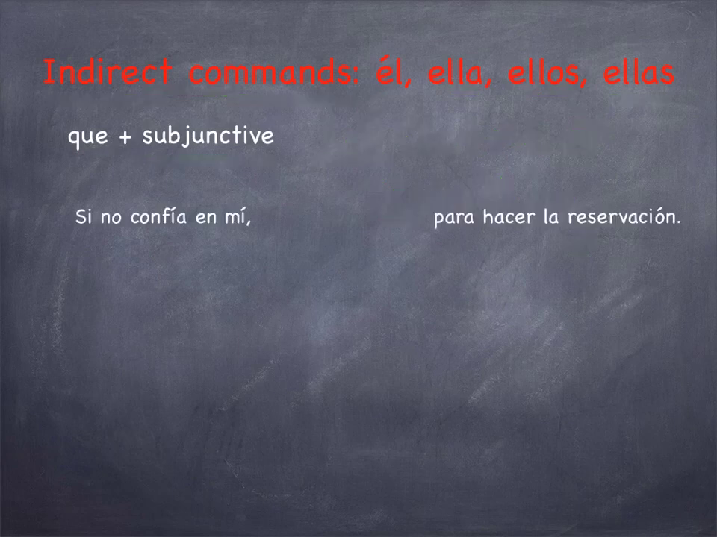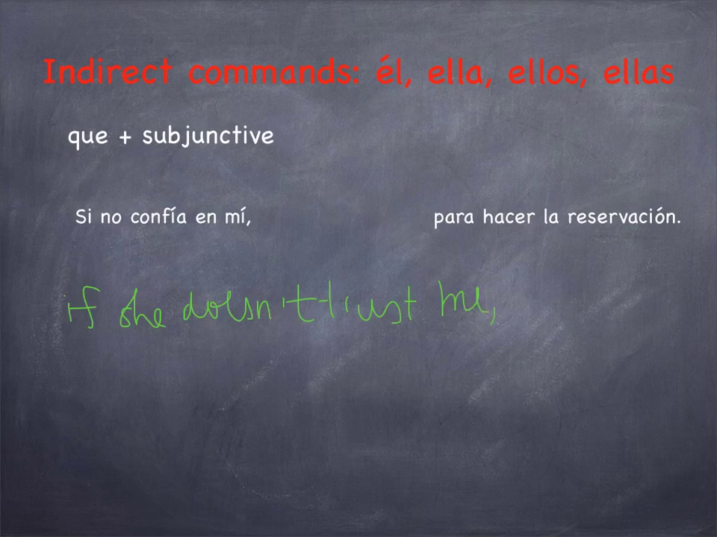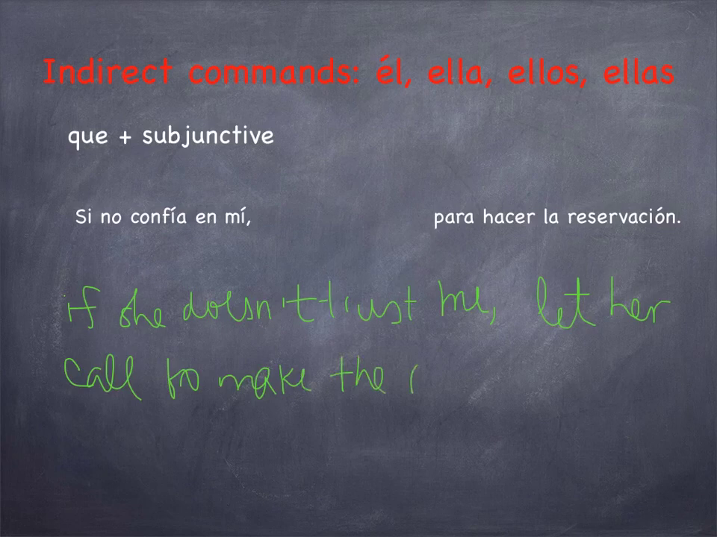So let's take a look at the sentence. If she doesn't trust me, comma, let her call to make the reservation. As we just said, indirect commands are the equivalent in Spanish of let someone do something. In this case, it would be let her call to make the reservation.